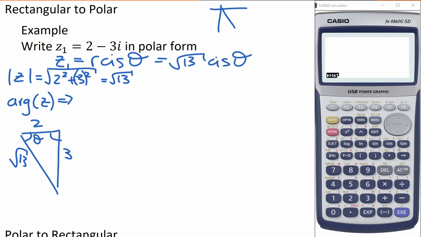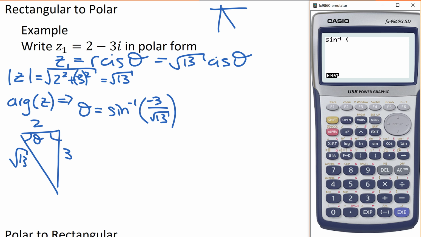So this one here, theta is going to be the arc sine of 3 over root 13, is that right? Or negative 3 over root 13, isn't it? Yep. So into my calculator, shift sine, negative 3 divided by root 13. That gives me negative 0.92.